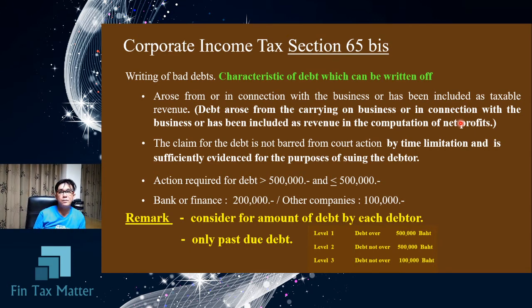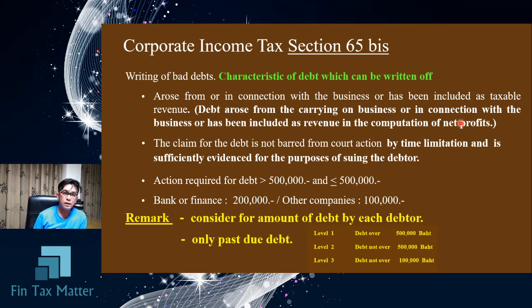The debt that can be written off and taken as expense should arise from or in connection with the business, and that amount of debt must already be included in the calculation of the taxable revenue in another accounting period. Okay, this one is already included as taxable revenue. The second characteristic is that the claim for the debt is not yet barred from court action.